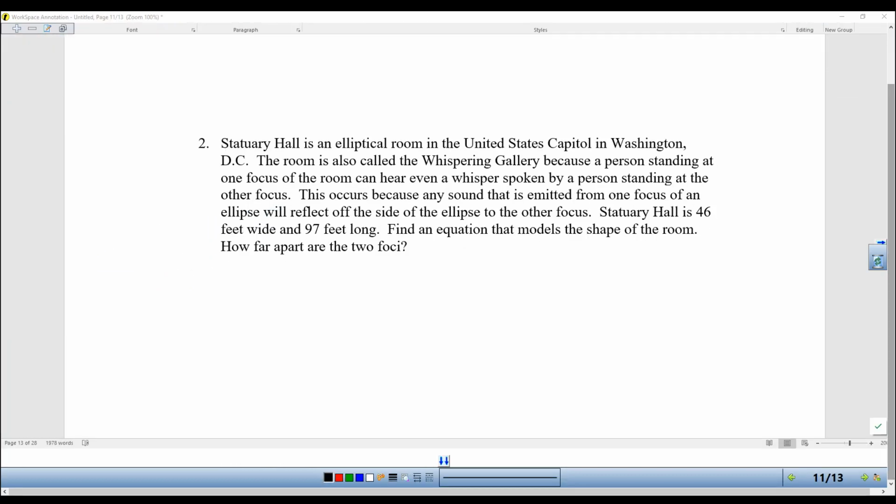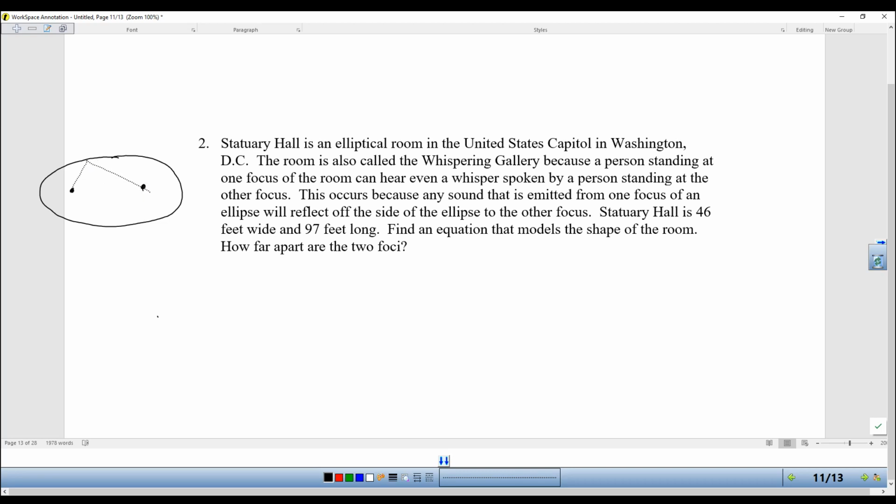Okay, my favorite problem. Statuary Hall is an elliptical room in the United States Capitol in Washington, D.C. The room is also called the Whispering Gallery because a person standing at one focus of the room can hear even a whisper spoken by a person standing at the other focus. This occurs because any sound that is emitted from one focus of an ellipse will reflect off the side and then go to the other focus.